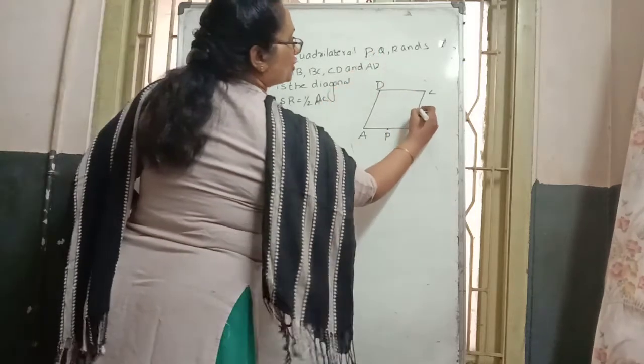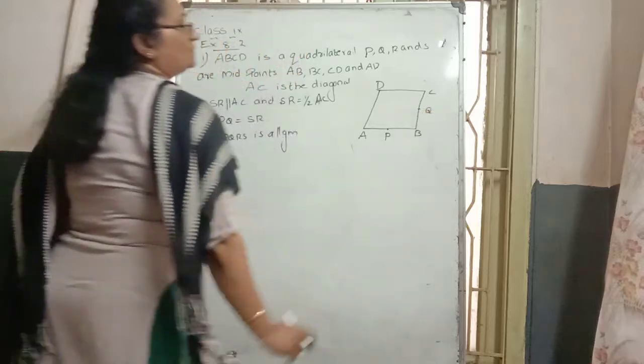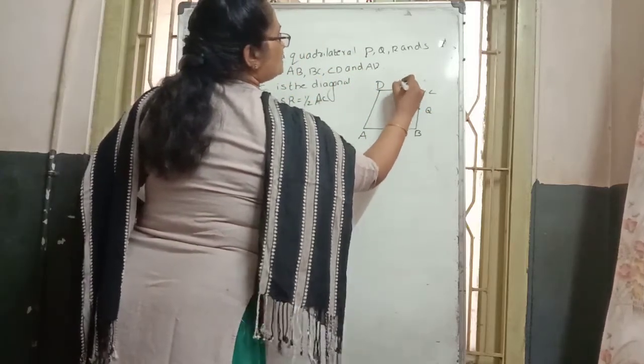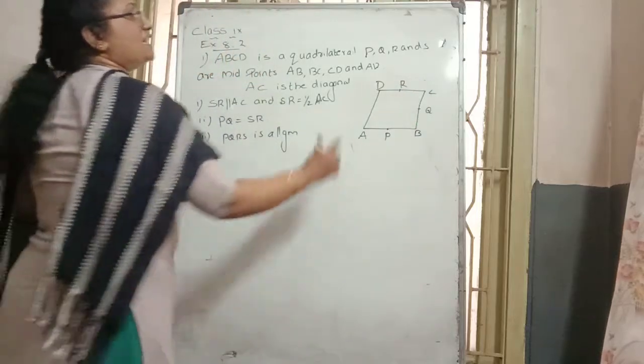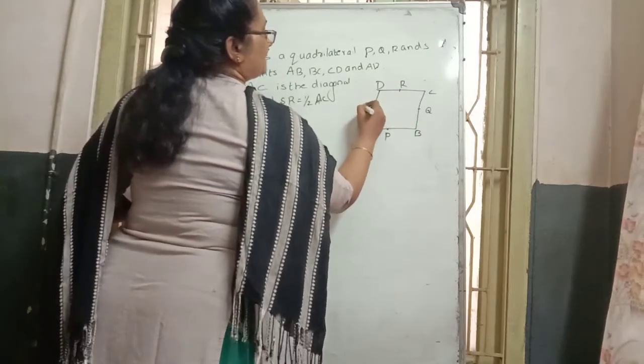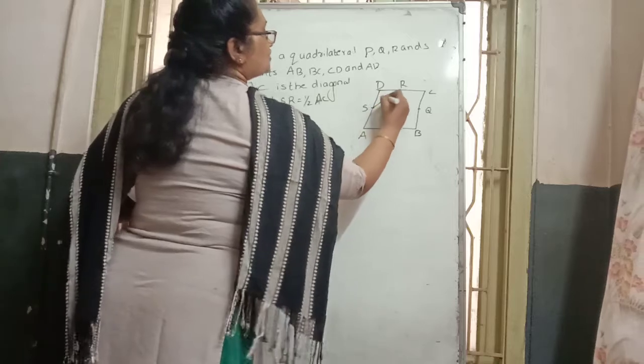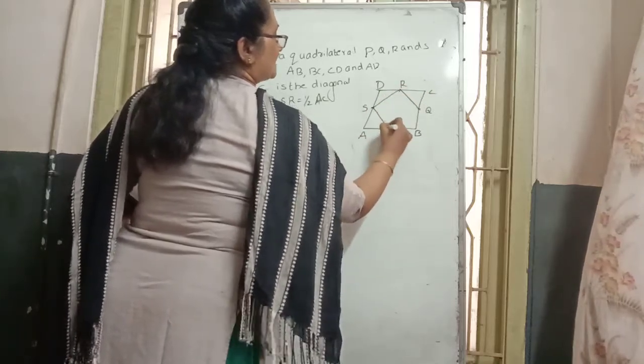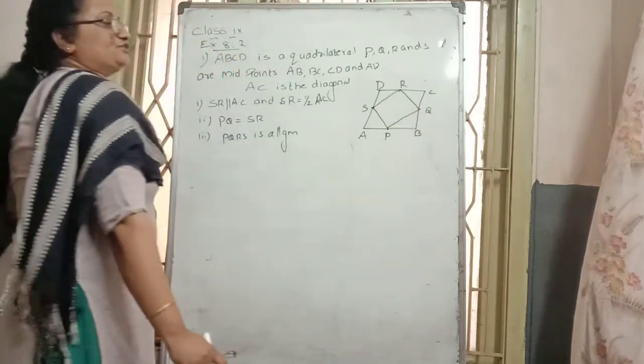Q is the midpoint of BC, so mark Q as the midpoint. Next, R is the midpoint of DC, so mark R on the DC side. And S is the midpoint of AD, so mark S. Then S to R, R to Q, S to P, and P to Q are joined.